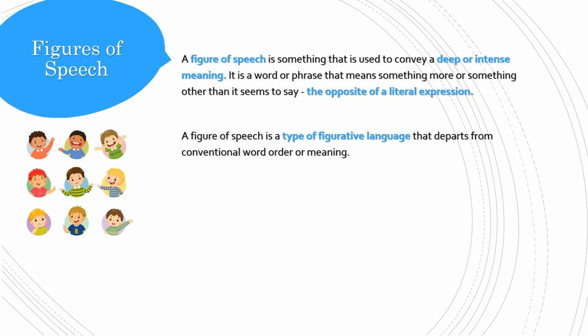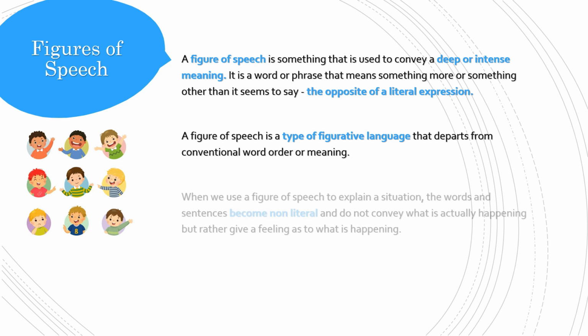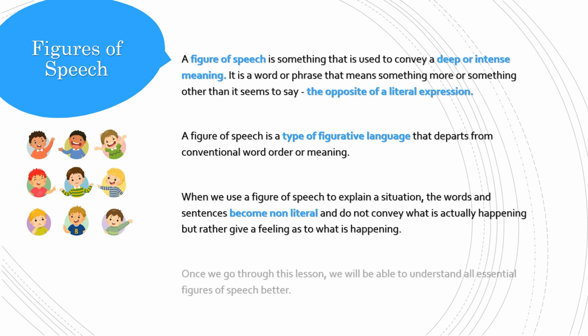A figure of speech is a type of figurative language that departs from conventional word order or meaning. When we use a figure of speech to explain a situation, the words and sentences become non-literal and do not convey what is actually happening, but rather give a feeling as to what is happening. Once we go through this lesson, we will be able to understand all essential figures of speech better.